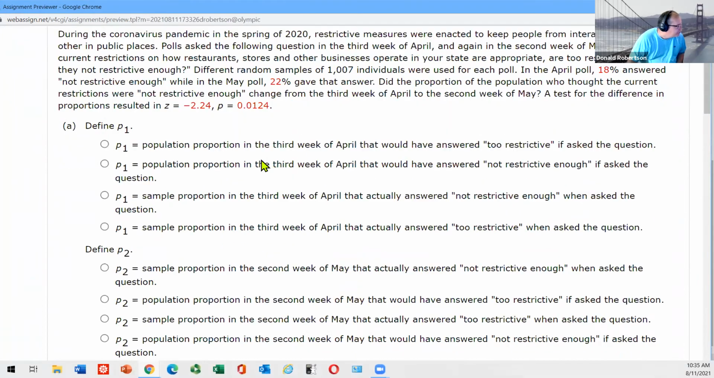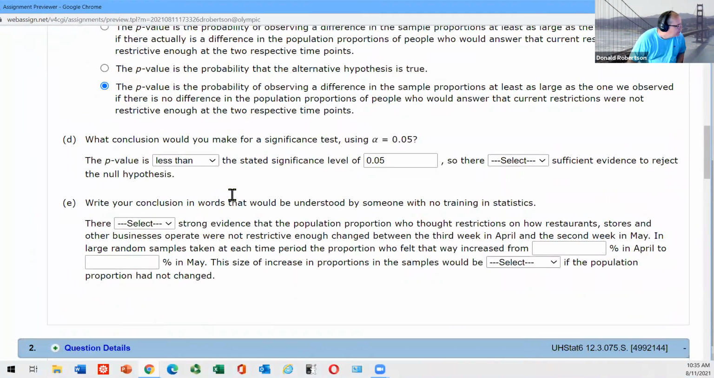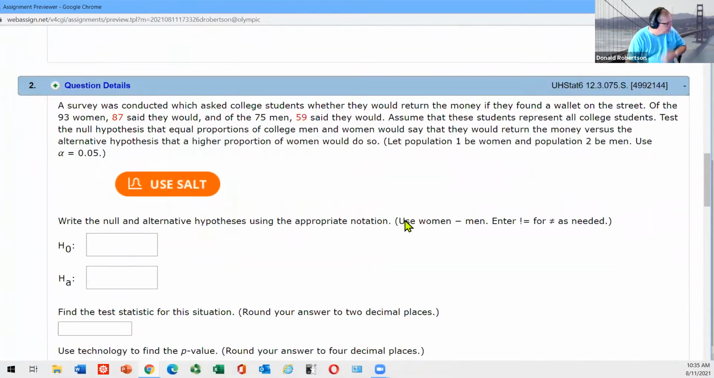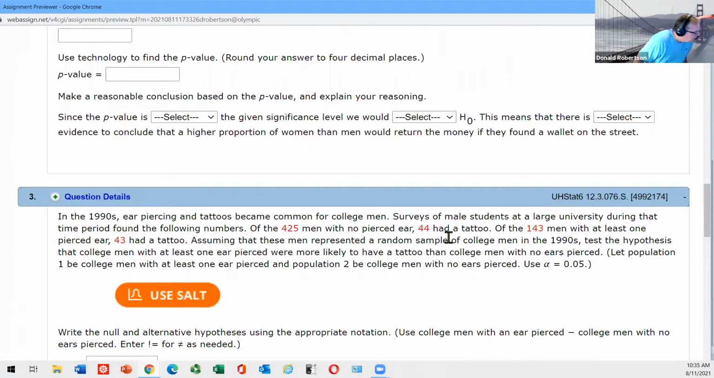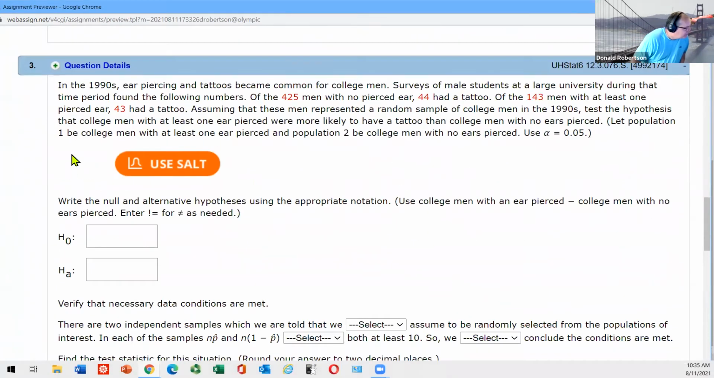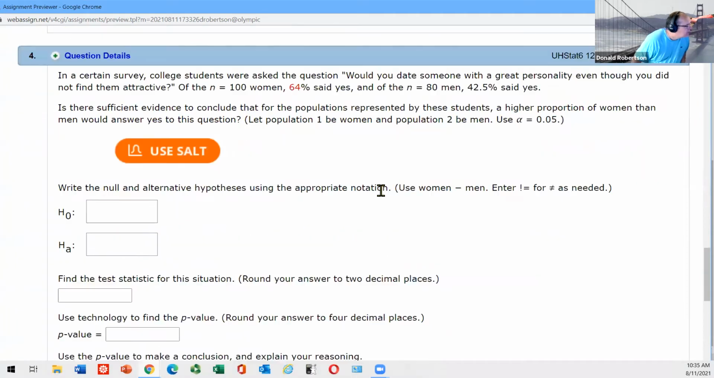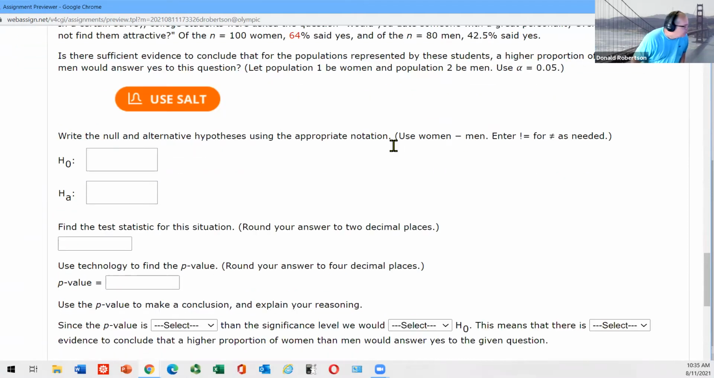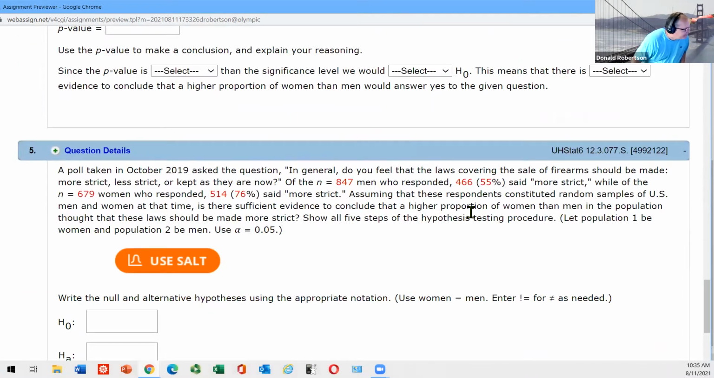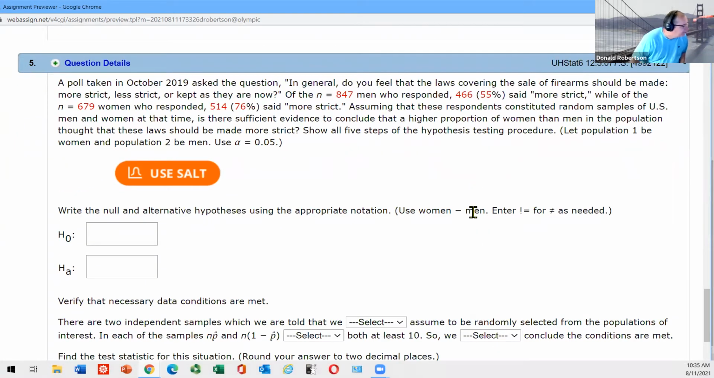So that's the new question 1 that we didn't have last time. We've done the one to do with returning the money. I think I skipped the ear piercing. I'm still going to skip it. We did the dating one, didn't we? Recollect that one? Oh, this is a new one. Let's do this one.